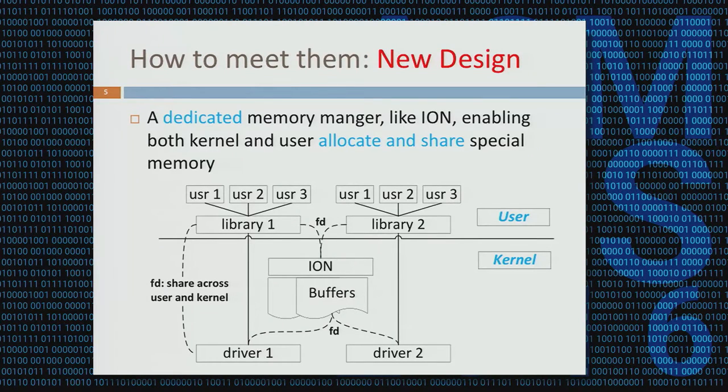We also have a new design for the special memory requirements. In this new design, we have a separate memory manager. As long as the user needs some special memory buffer, he only needs to specify his requirements, and the separate memory manager will allocate a buffer accordingly. After the buffer is allocated, it is represented by a handle, and these buffer handles can be passed across user and kernel space. That means both user and kernel can share the buffer and access its content. This paper is about ION, which is just such a separate memory manager for the Android platform.